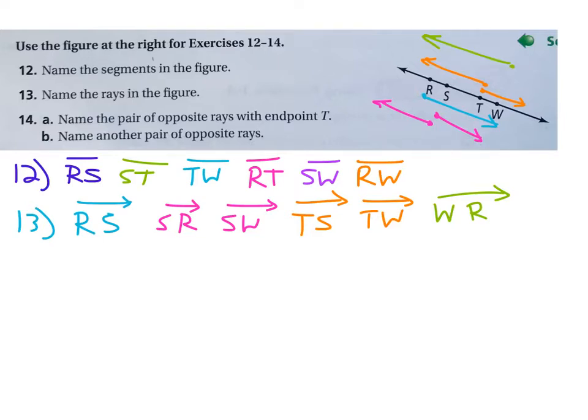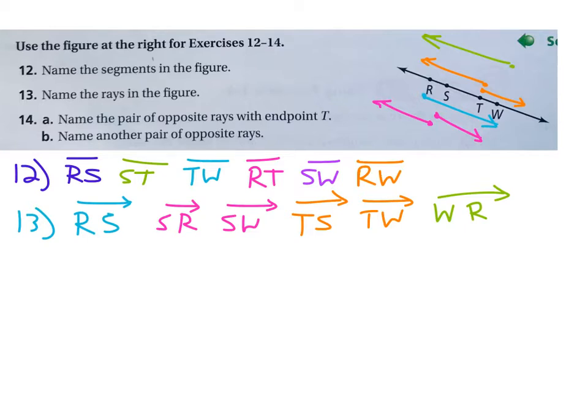And when I say different, I mean we're not just going to name, like we could name RS as also RT, starting at R and going through S is the same as starting at R and going through T and continuing. We could also say starting at R, going through W. Those are all the same. And since we're not trying to rename the same thing multiple times, we're just going to stick with the first one we got there.